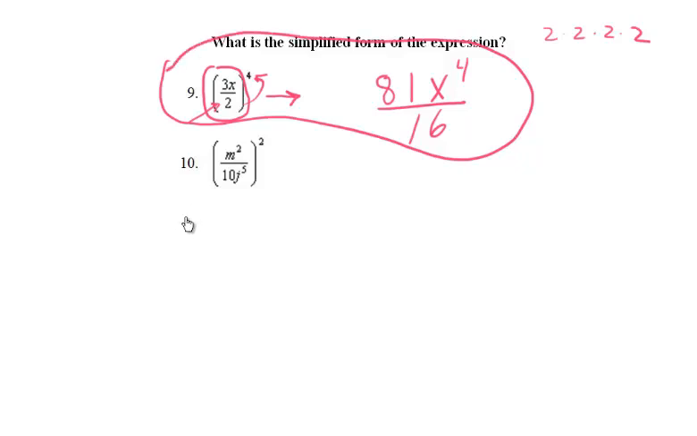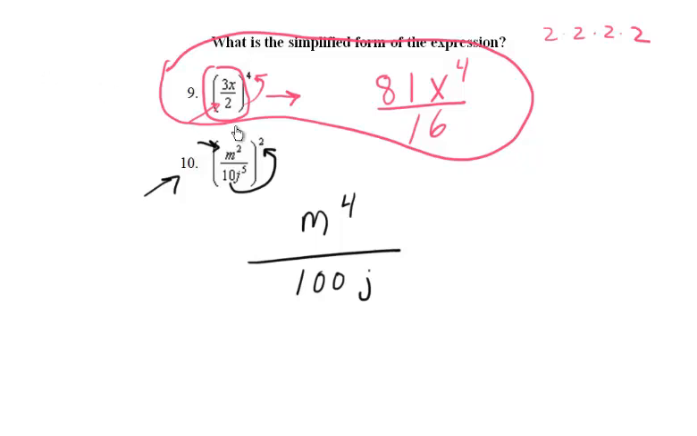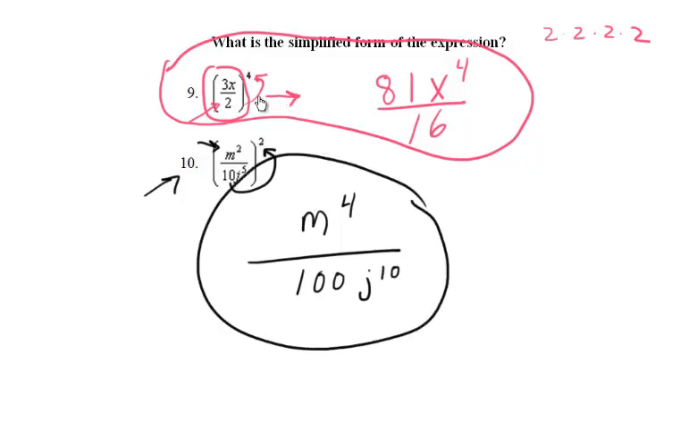Change colors here and we'll finish up with number 10. Same thing, we don't have any negatives to worry about, so we're going to do this first part. And that's going to give me m. Well, we got a power raised to a power, so we're multiplying. Divided by, well, we got to take this whole thing and square it. 10 squared is 100. And j to the 5th power squared is 5 times 2, which is 10. So my answer for number 10 is right there. And that's it.